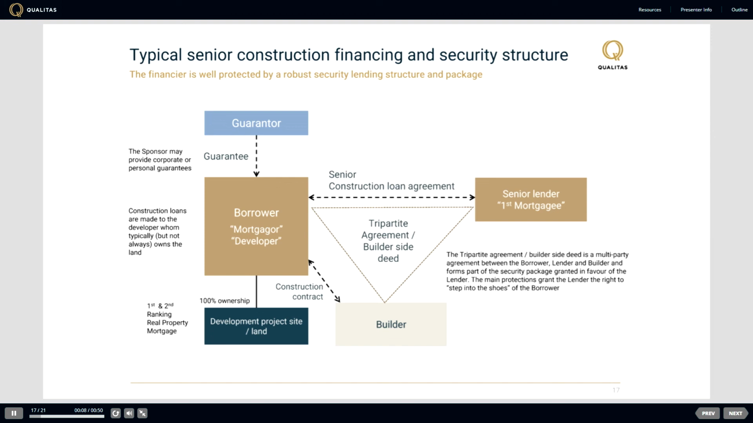A guarantee can either be granted by a corporate entity or an individual, which is respectively referred to as a corporate guarantee and a personal guarantee. Guarantees enhance the creditworthiness of the loan because the financier has recourse back to another entity to support repayment and servicing of the loan. If there is no guarantee, then the loan is referred to as non-recourse, as ultimate repayment and servicing of the loan is dependent on just the borrower and the value of the property and income generation of the underlying security property. The tripartite agreement between the builder, financier and borrower gives the financier the right to step into the shoes of the borrower when things don't go according to plan.